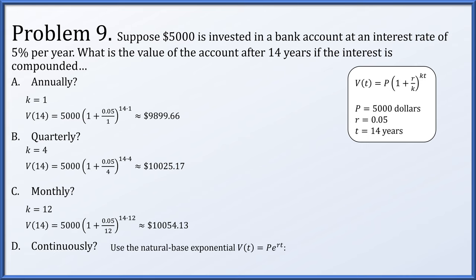Now for continuous compounding, we have a simpler formula to use. The value after t years compounded continuously is the principal p times e to the rt. So t is still 14, r is still 0.05, and the principal was 5,000. So we compute this and we get $10,068.76.